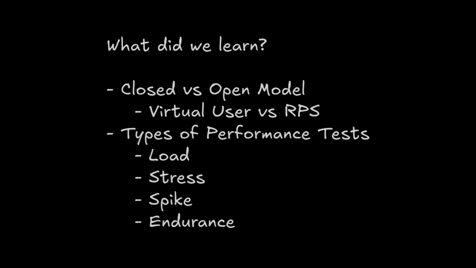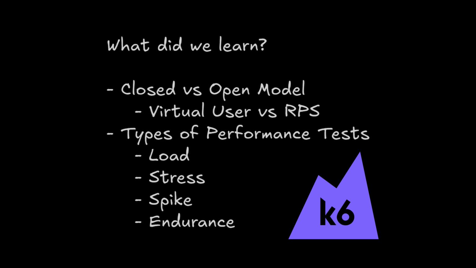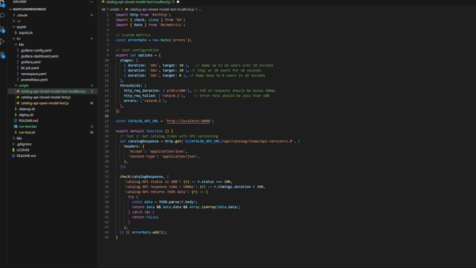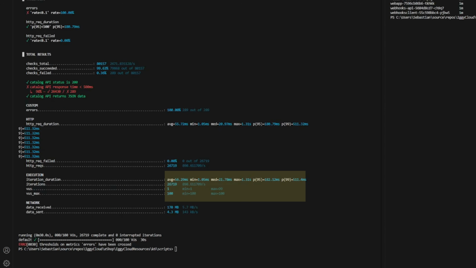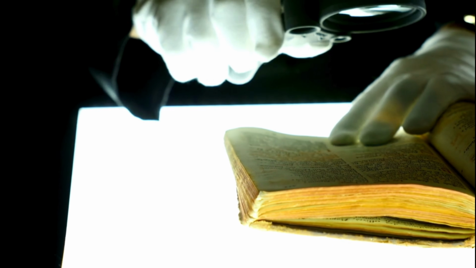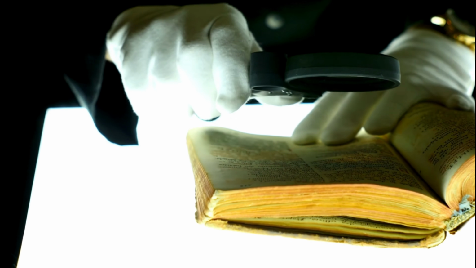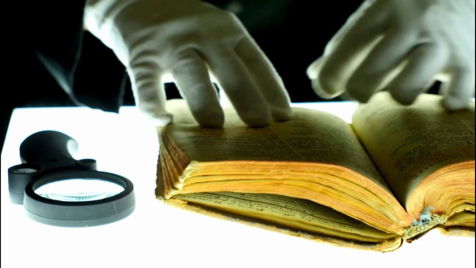What did we discover today? We explored the fundamental difference between closed and open models. We learned when to use each approach, and we successfully ran our first K6 test to understand our system's concurrent user capacity. But here's the thing. Right now we are testing somewhat blind. We can see that response times are increasing and we understand the load patterns, but we don't know exactly why performance degrades. Is it CPU or memory or maybe a database?